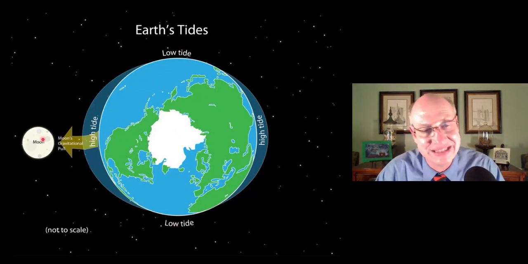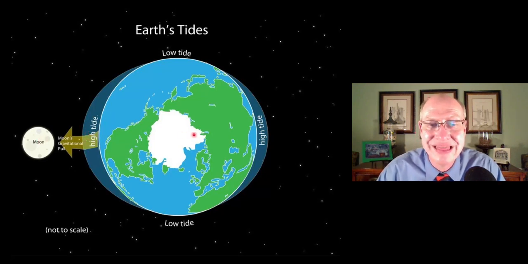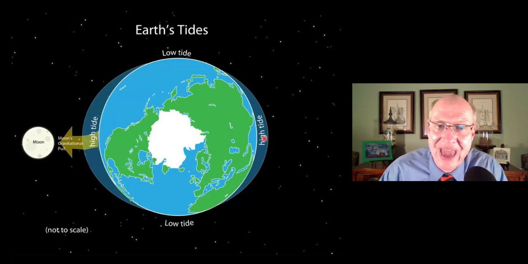The moon, and again, this is not to scale, the moon is pulling more strongly on this water than it is on the Earth. And so it's pulling this water away from the Earth. So it's kind of easy to see why that high tide is here. It's really hard to see why that high tide is there.